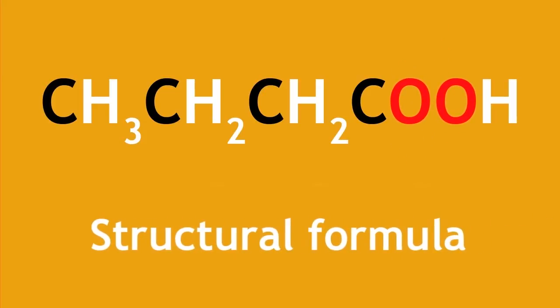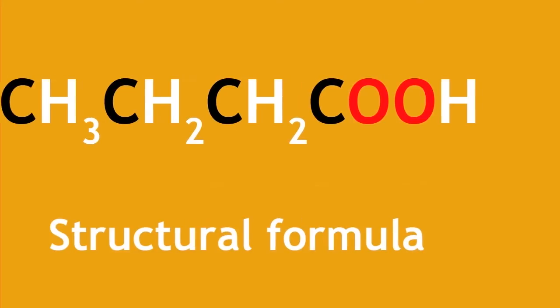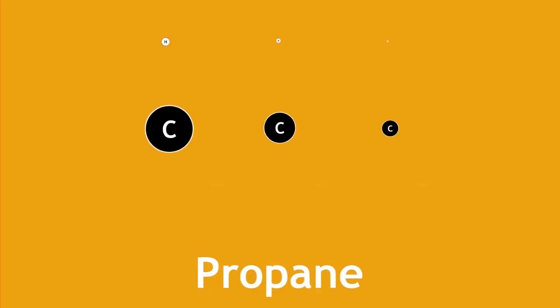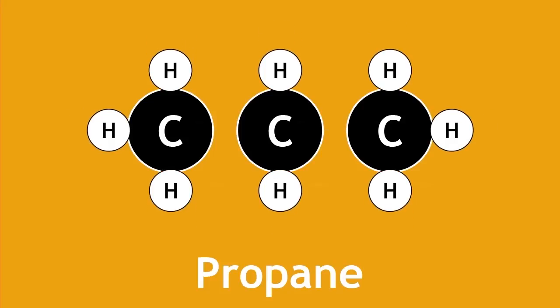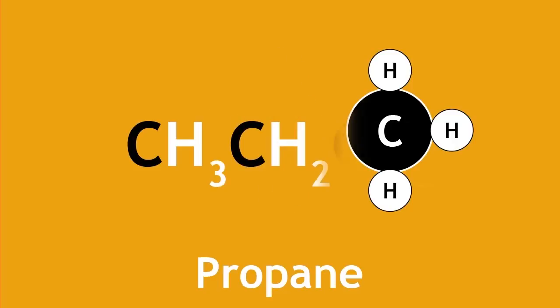Structural formula is often used when writing equations, but the formula doesn't mean that it's always clear what arrangement the bonds are in. Here is another example. First, the displayed formula of propane. If we then take out the lines representing the covalent bonds and group our atoms together in the order they are arranged, we make the structural formula of propane.